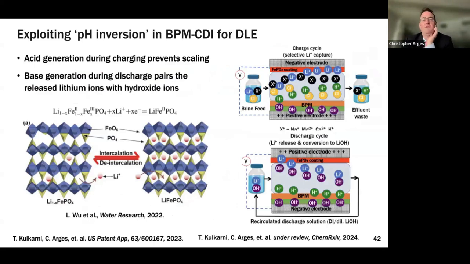But now what we wanted to do was exploit this pH inversion effect. So we use this dilithium iron phosphide electrode that has a high affinity for lithium. We use this bipolar membrane. And so we feed in this solution of lithium brine, with competing cations. We run charge mode, so we generate protons here. This selective electrode, the lithium ions intercalate in it, the other ions don't. We're left with those other ions and some HCl solution.